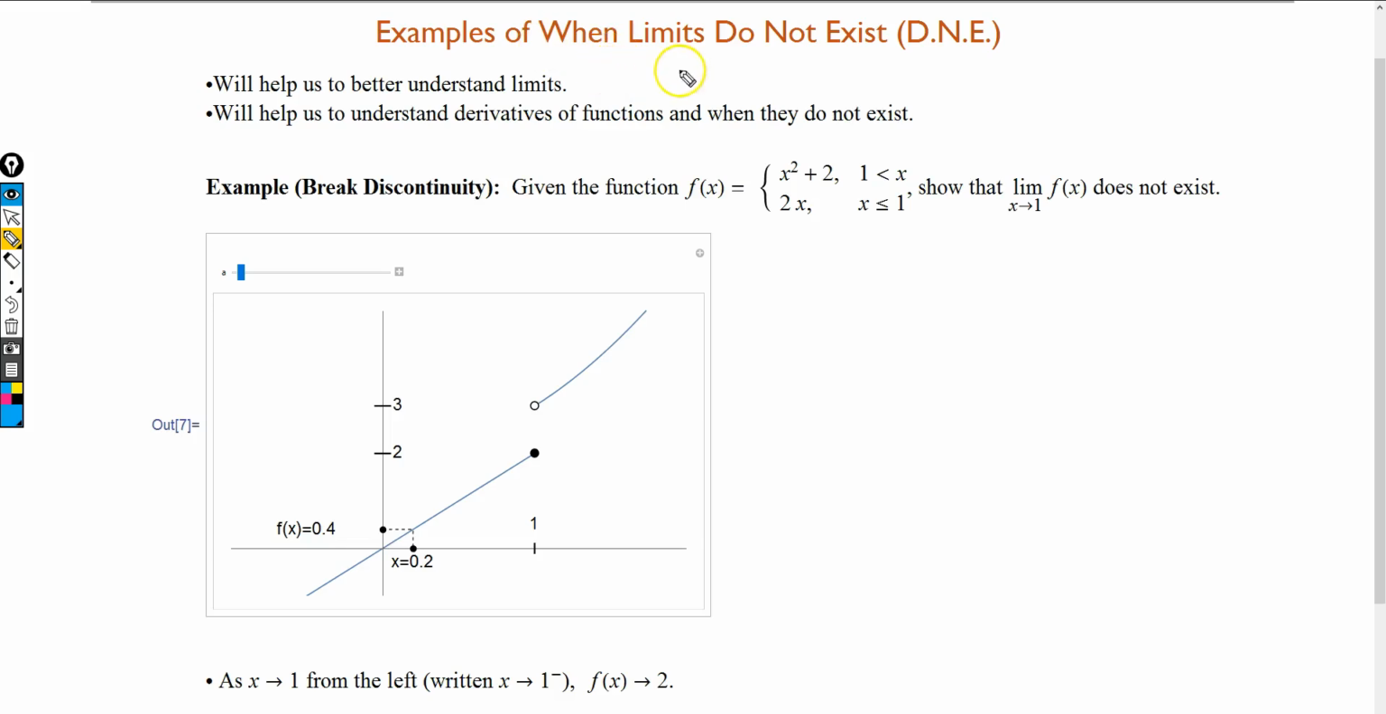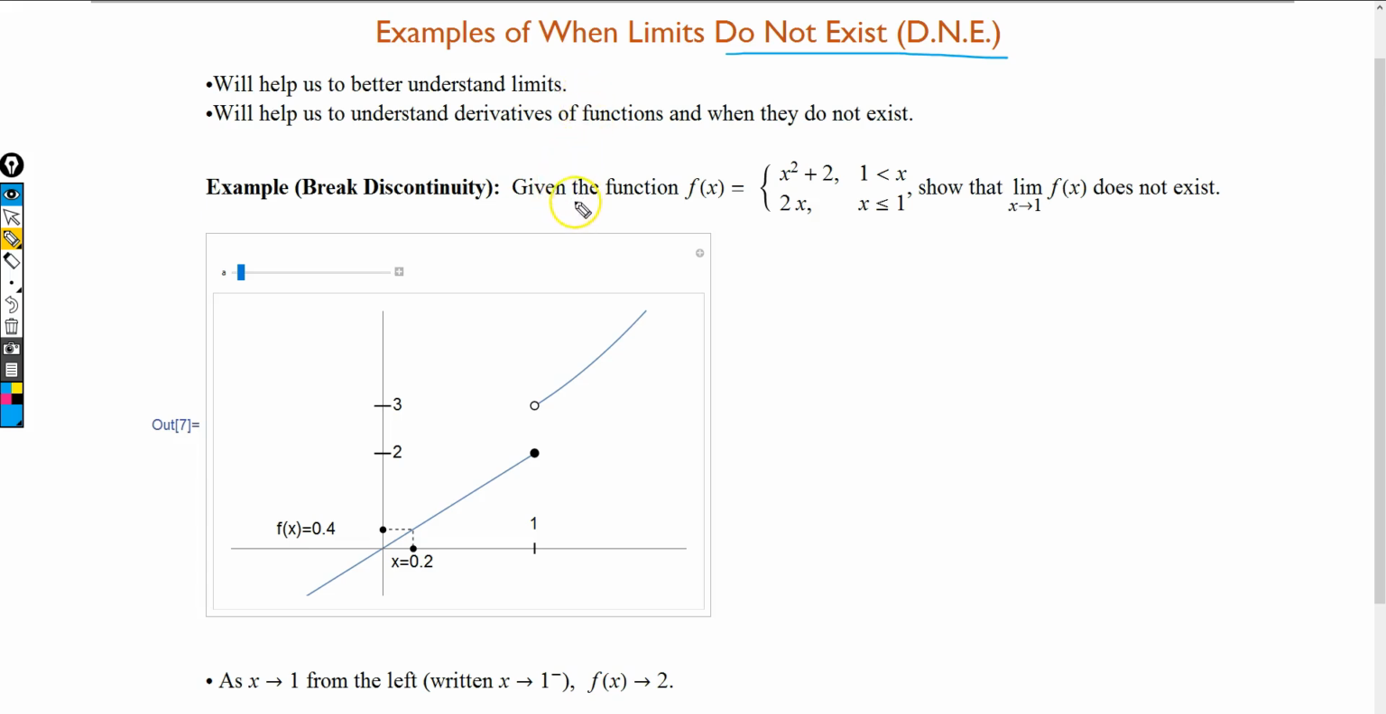In this lesson, we're going to take a look at examples of when limits do not exist. And this is important because it will help us to better understand limits, and it will also help us to better understand derivatives of functions and when they do not exist, because the limit definition is used in the derivation of the derivative of functions.